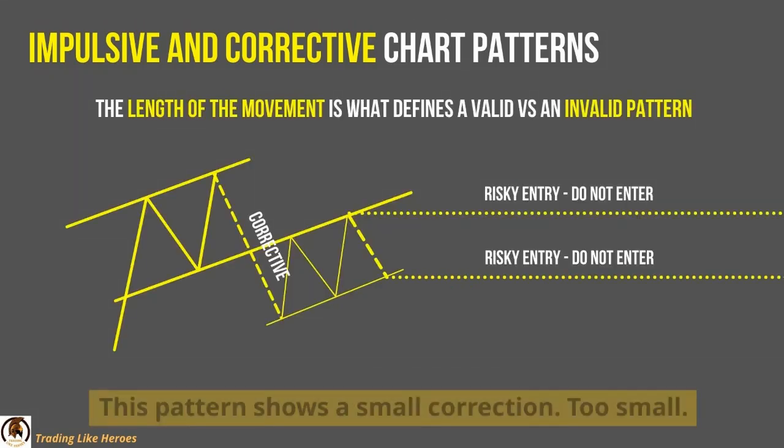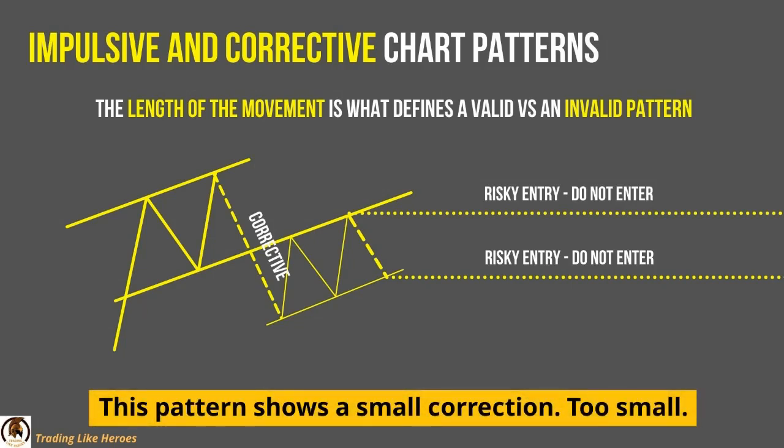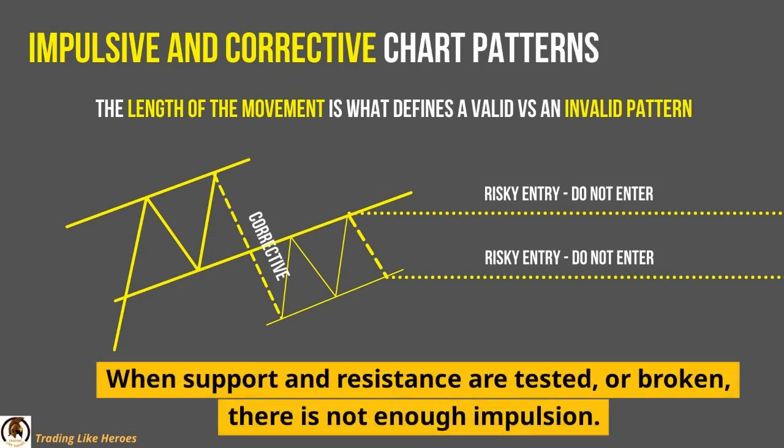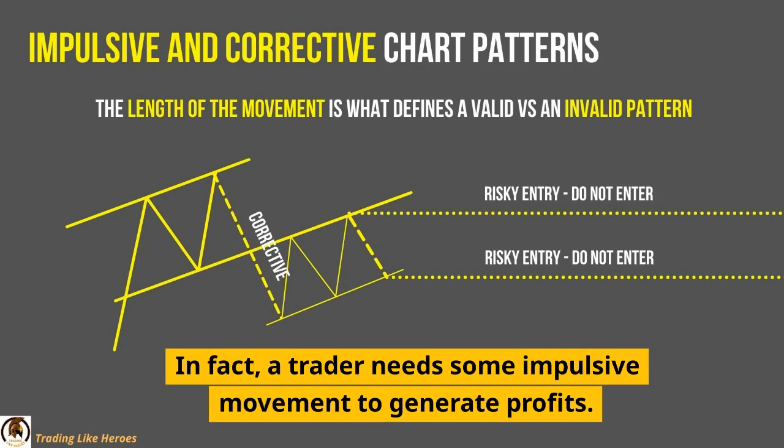Let's take this chart. This pattern shows a small correction. Too small. When support and resistance are tested, or broken, there is not enough impulsion. In fact, a trader needs some impulsive movement to generate profits.